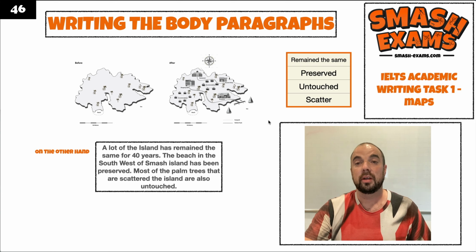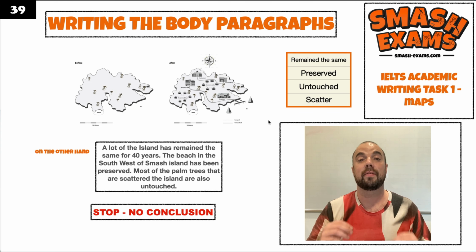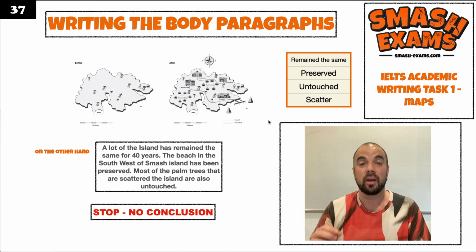So here is the vocabulary for not changed: preserved, untouched, or remained the same. Just keep it simple in the body paragraphs, talk about a couple of things, and then do not write a conclusion. That's it, you're finished. We don't need a conclusion in these. Check you have 150 words, check your spelling, check that you have varied your sentences, and that is how you get a level 7 in less than 7 minutes.